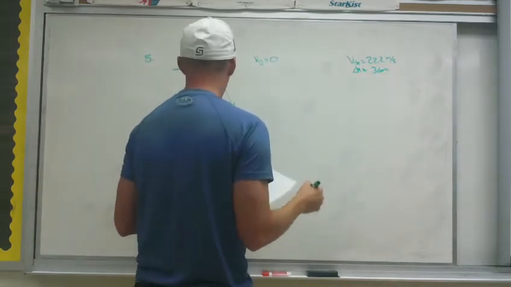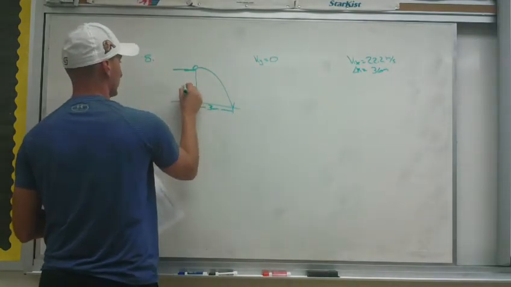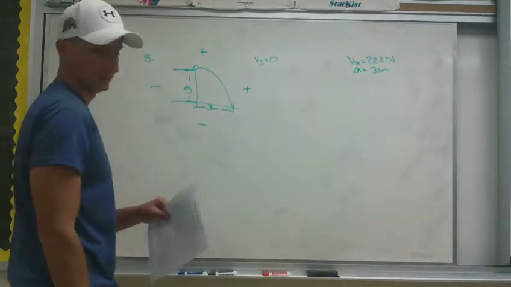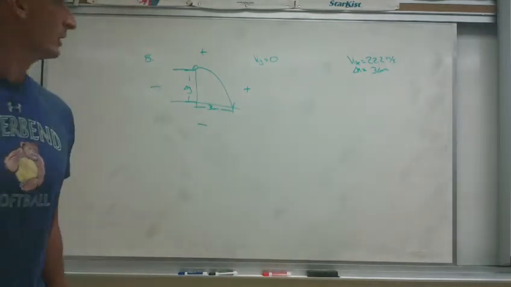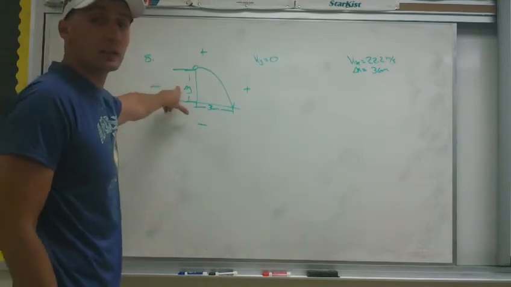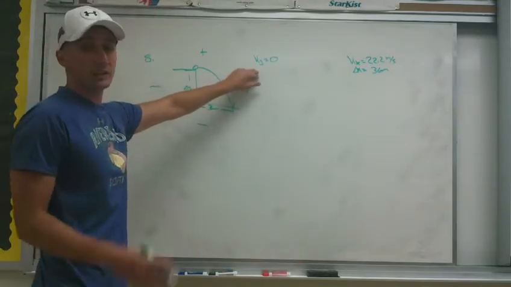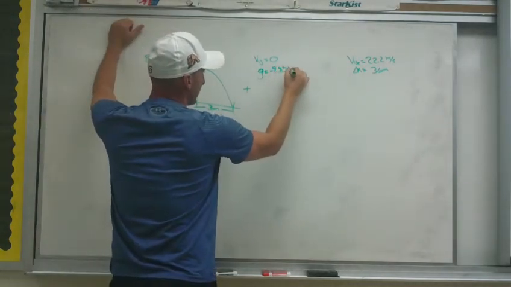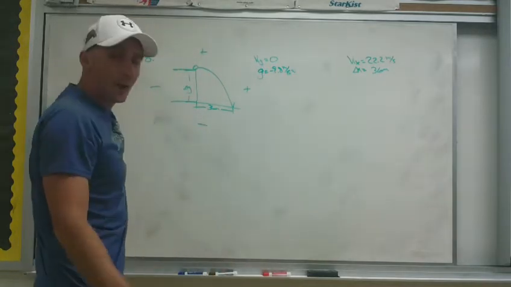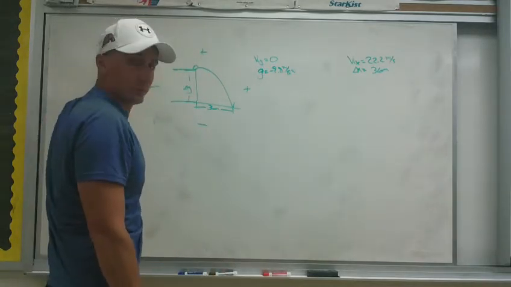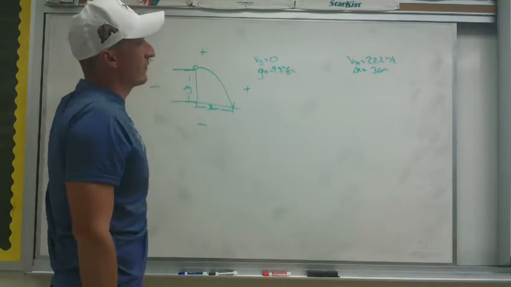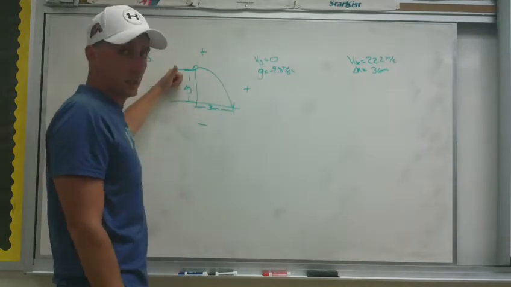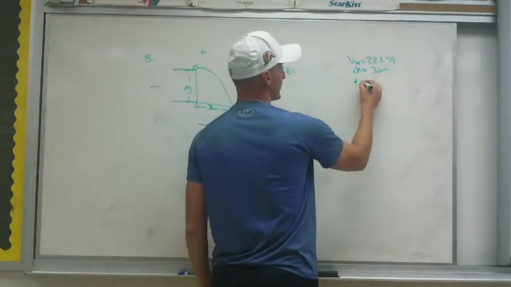I want to know how tall the building is. Again, positive, positive, negative, negative. So how tall is in the y direction? Let's list everything we know. VIY is 0 because it says horizontally. G is negative 9.8. Do I know anything else? I don't. So what I can do is find how long it was in the air for, and use time to solve for delta y. I have everything I need to find time.